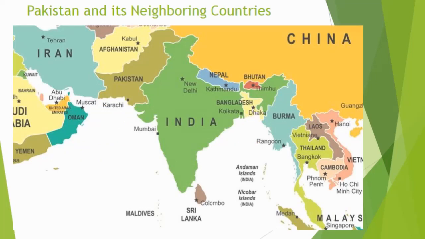In this slide, dear students, we have a map of Pakistan and its neighboring countries. In this map, we can clearly see that Pakistan is sharing its boundaries with India in the east, with China in the north, with Afghanistan in the west, with Iran in the southwest, and there is the Arabian Sea in the south.